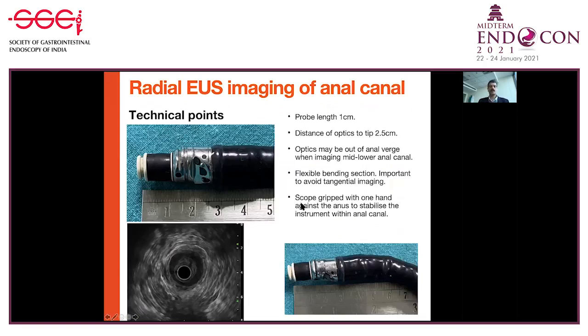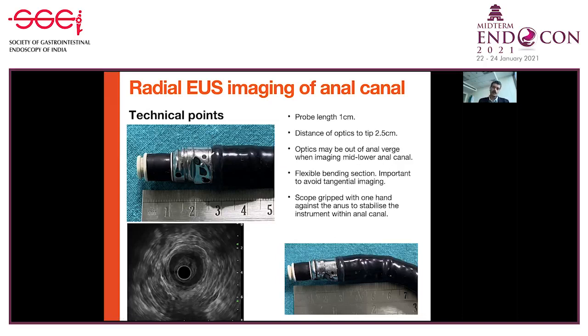Now, when you are doing an EUS imaging of the anal canal with a flexible probe, please remember that the length of the probe itself is 1 centimeter. And I have placed a ruler here which shows you that for the Olympus probe, the distance of the optics to the tip is around 2.5 centimeters, which means that the optics may be out of the anal verge when imaging the middle to lower anal canal. It also has a flexible bending section, so it is very important to avoid tangential imaging.